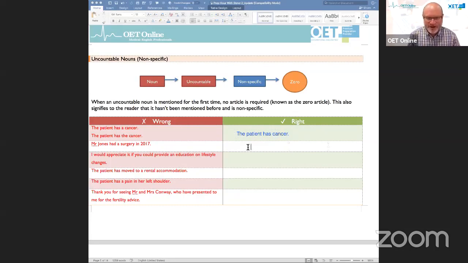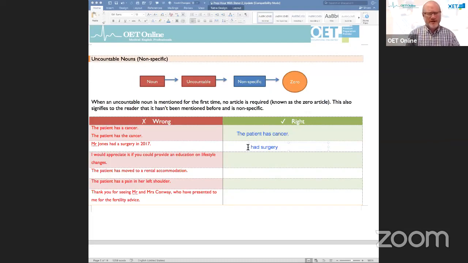Okay, so the second one, and add your comments, and I'll explain as we go. So we're going to say had surgery. Why? Because surgery, interestingly enough, is an uncountable noun. Operation is countable, but surgery is uncountable.